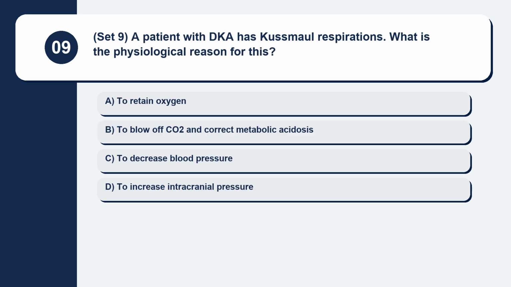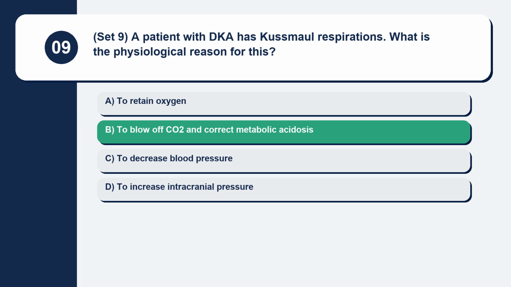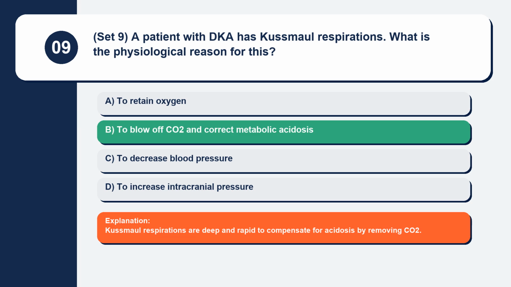Question 9. Set 9. A patient with DKA has Kussmaul respirations. What is the physiological reason for this? To retain oxygen, to blow off CO2 and correct metabolic acidosis, to decrease blood pressure, to increase intracranial pressure. Kussmaul respirations are deep and rapid to compensate for acidosis by removing CO2.